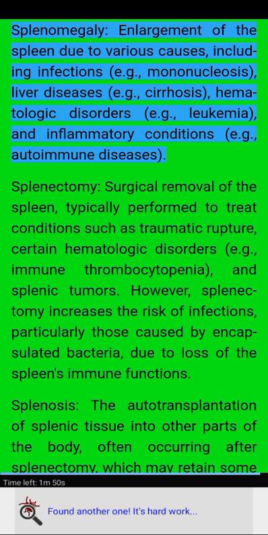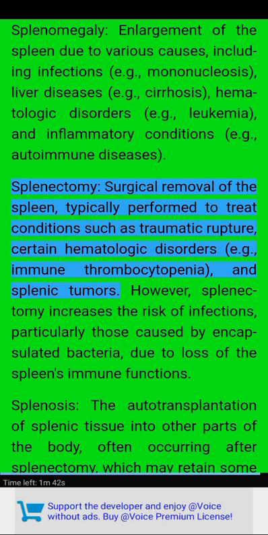Splenomegaly, enlargement of the spleen due to various causes, including infections, e.g., mononucleosis, liver diseases, e.g., cirrhosis, hematologic disorders, e.g., leukemia, and inflammatory conditions, e.g., autoimmune diseases. Splenectomy, surgical removal of the spleen, typically performed to treat conditions such as traumatic rupture, certain hematologic disorders, e.g., immune thrombocytopenia, and splenic tumors. However, splenectomy increases the risk of infections, particularly those caused by encapsulated bacteria, due to loss of the spleen's immune functions.